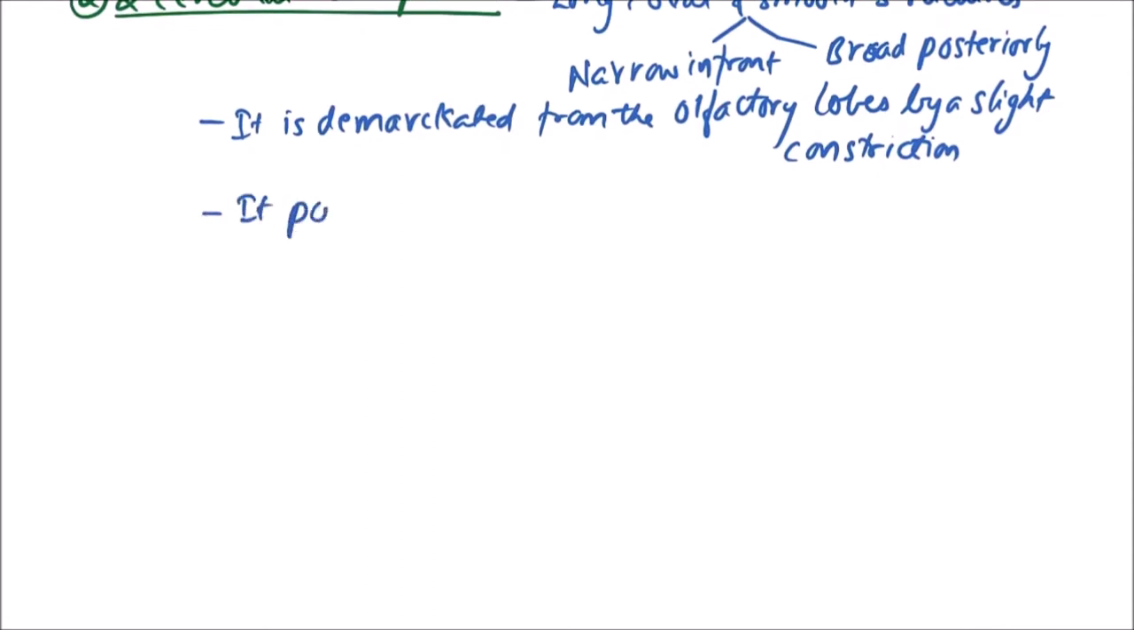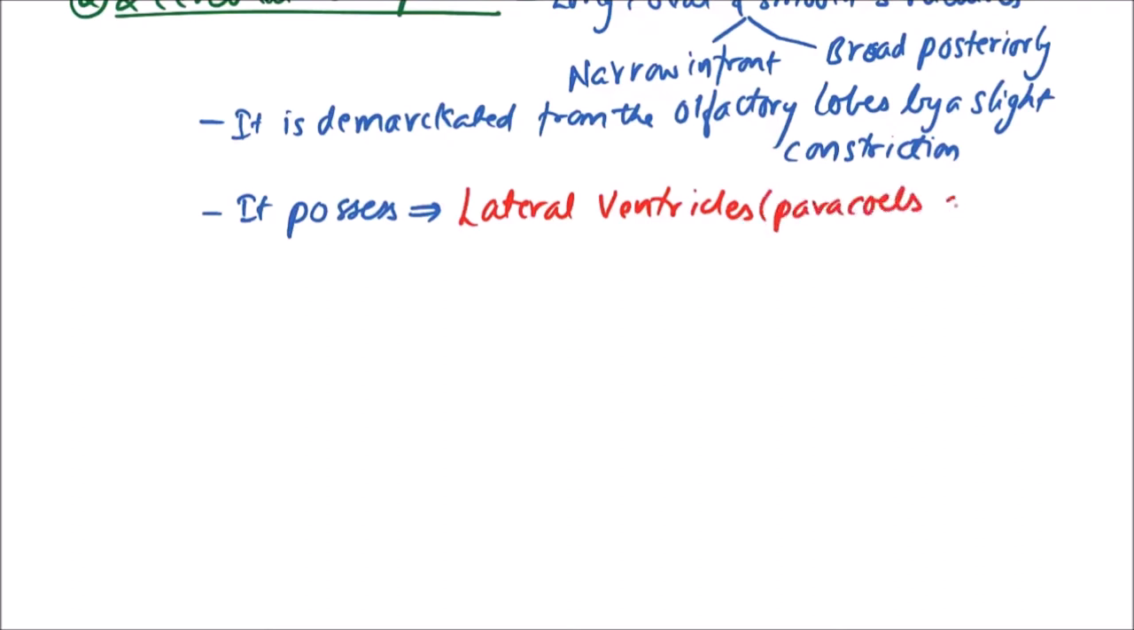Then it has lateral ventricles, and these are also known as paraceles or first and second ventricles. Posteriorly, these are fused.